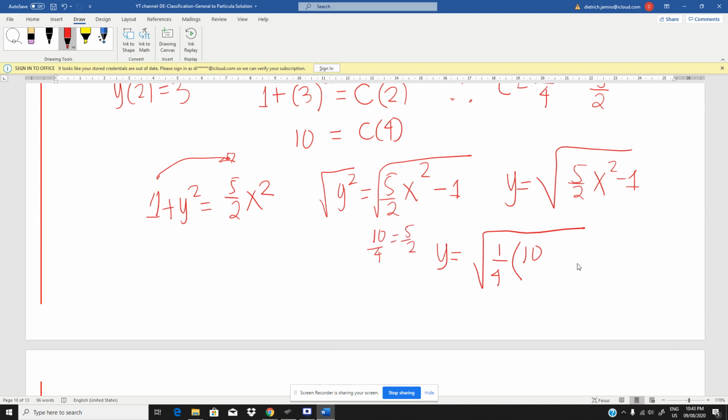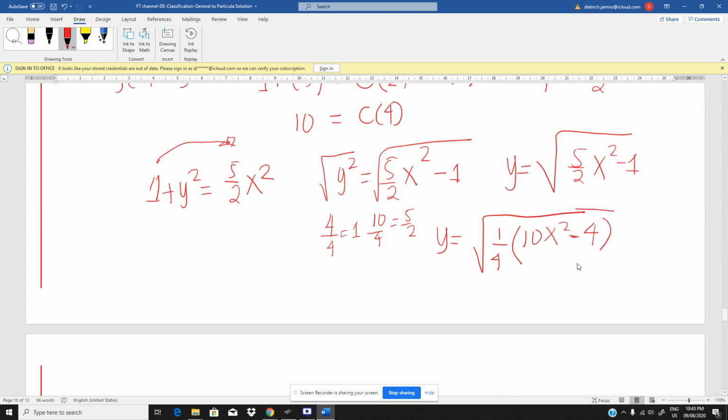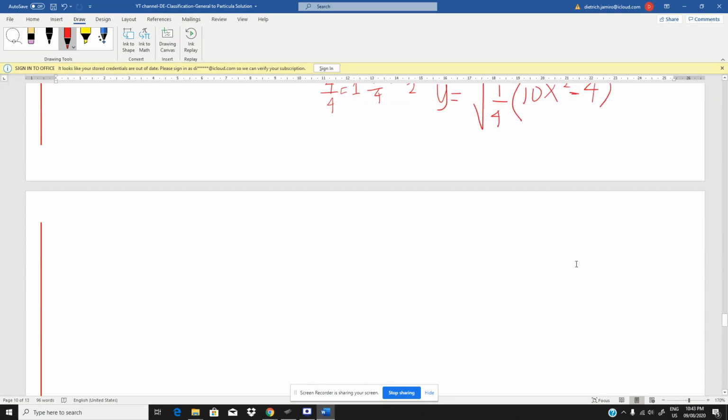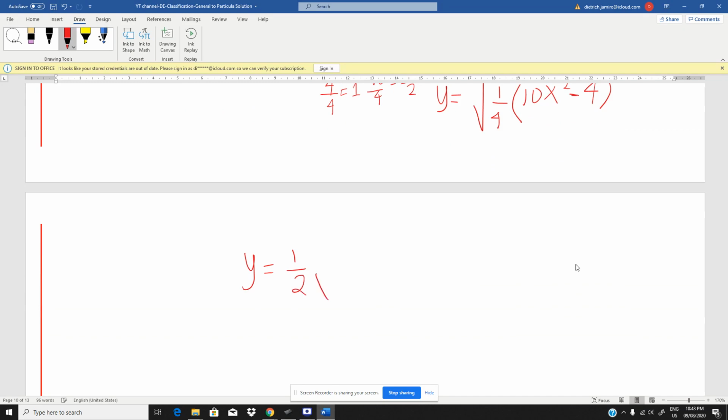So 10 times x squared minus, and we have 1 here, so I should put 4 over 4, which is equivalent to 1. So I should put 4 here. Taking the square root of 1/4, further simplifying our equation, we will have y is equal to 1 half square root of 10x squared minus 4. So that's our answer.